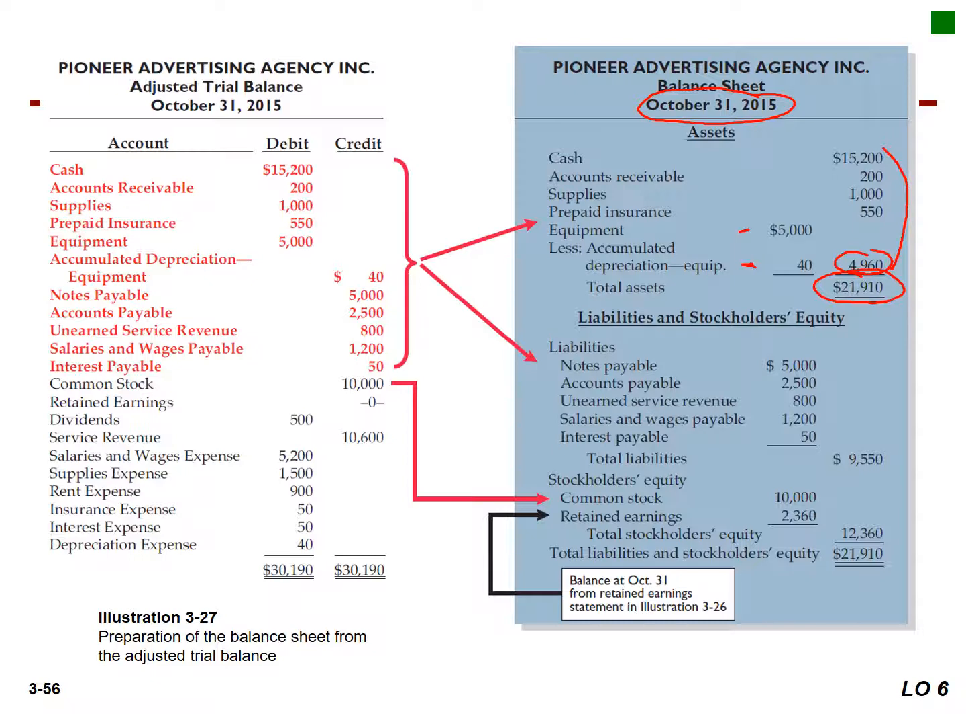Then from our adjusted trial balance, we list our different liability accounts, total those. We list our stockholders' equity accounts, our common stock account, and then our retained earnings account balance is coming from our statement of retained earnings. We total those up and we get total stockholders' equity of $12,360. We add that to our total liabilities of $9,550, and we get total liabilities and stockholders' equity of $21,910, which has to agree with our total assets. This concludes Chapter 3 on our adjusting entries.